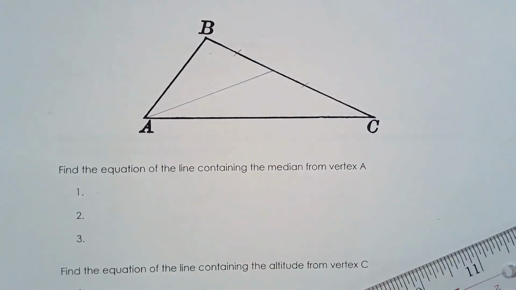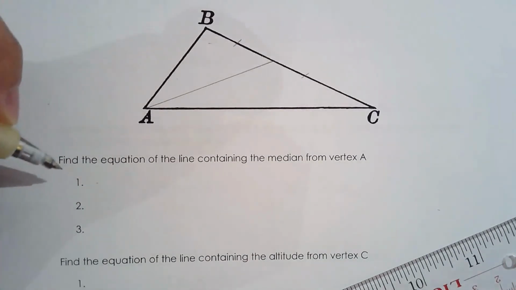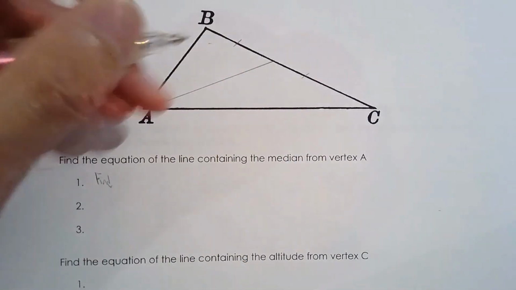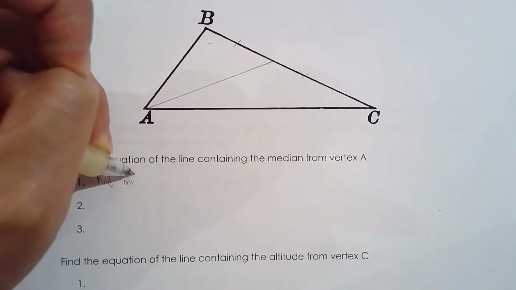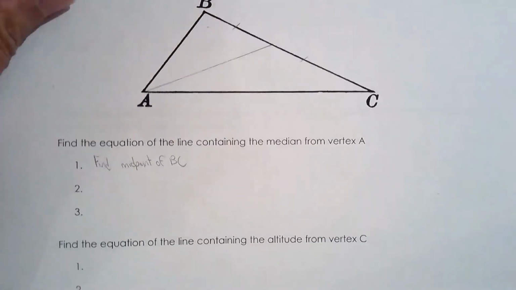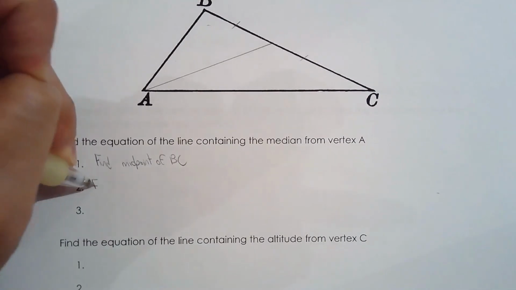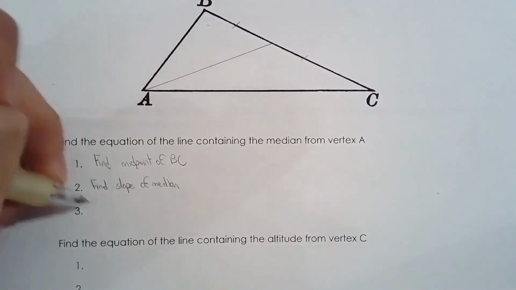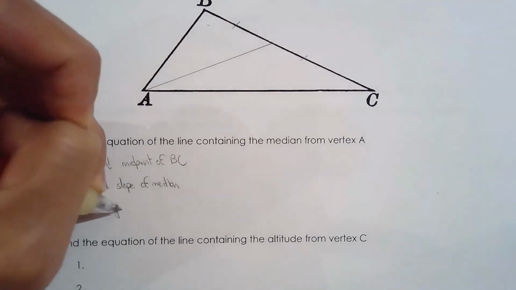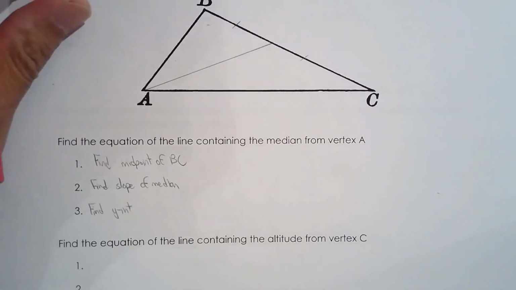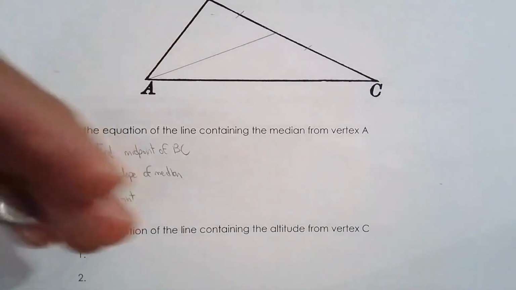Okay, a bit better. Okay, so the strategy for finding the equation of the median from any vertex is, I mean, there's really one thing you can do. There's nothing else you can do, which is find the midpoint of BC. And once you find the midpoint of BC, the really only thing else you can do is find the slope of the median. And then find the y-intercept, because once you have the slope, you need to find the y-intercept to complete the equation of the line.